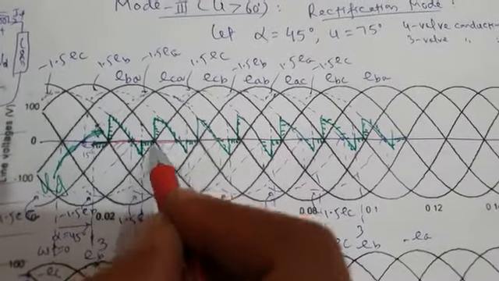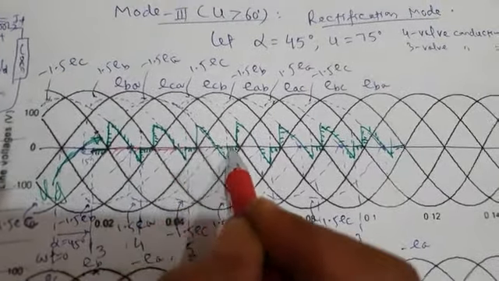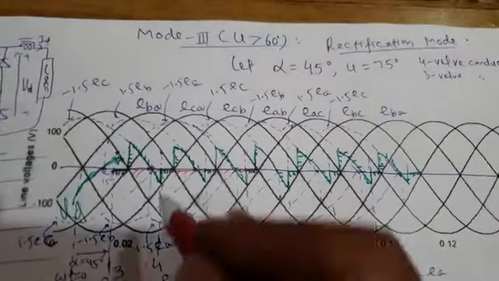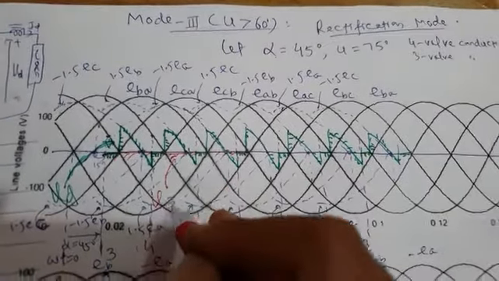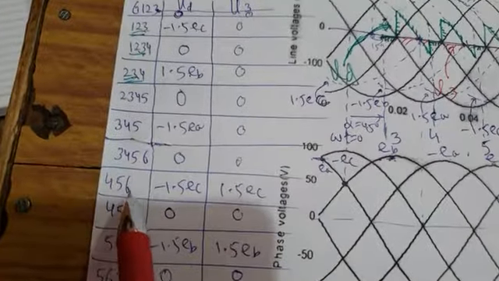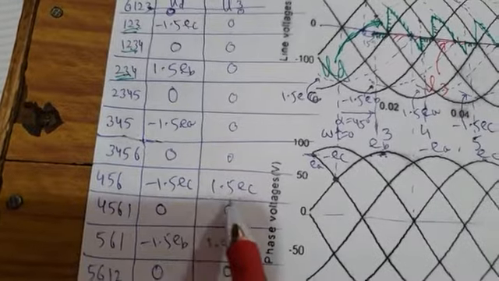And although there will be some overlap, it doesn't matter. So this is my valve voltage. I can write here V3, valve voltage. Thereafter, when 4, 5, 6 valves are conducting, my valve voltage is plus 1.5 EC for 45 degrees.